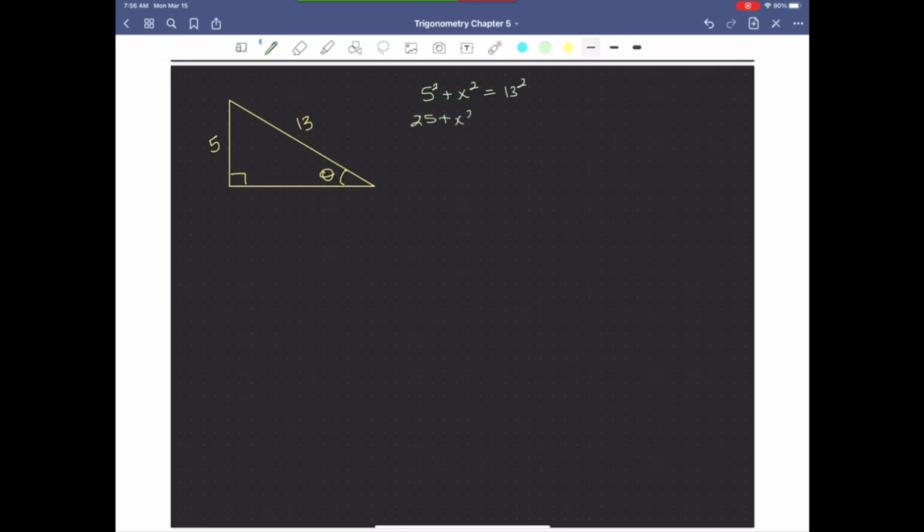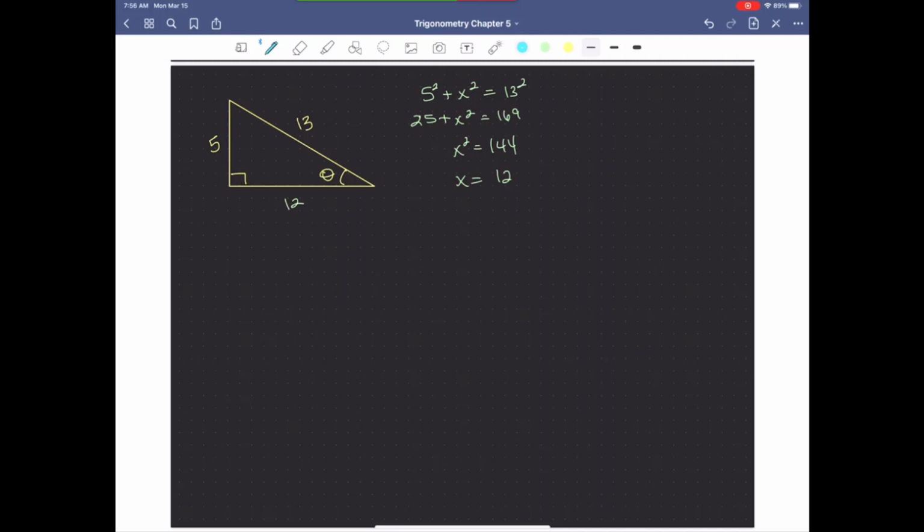25 plus x squared. 13 squared is? It's 169. Yep, 169. What are we going to get? X squared equals 144. X is going to equal 12, right? Technically a positive or negative 12, but since we're talking about a length or a distance, we know it's just going to be the positive 12, right? All right.